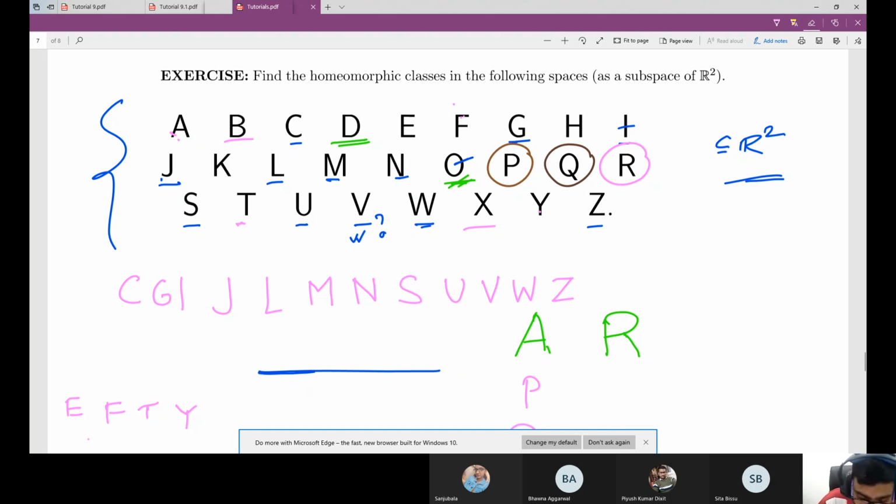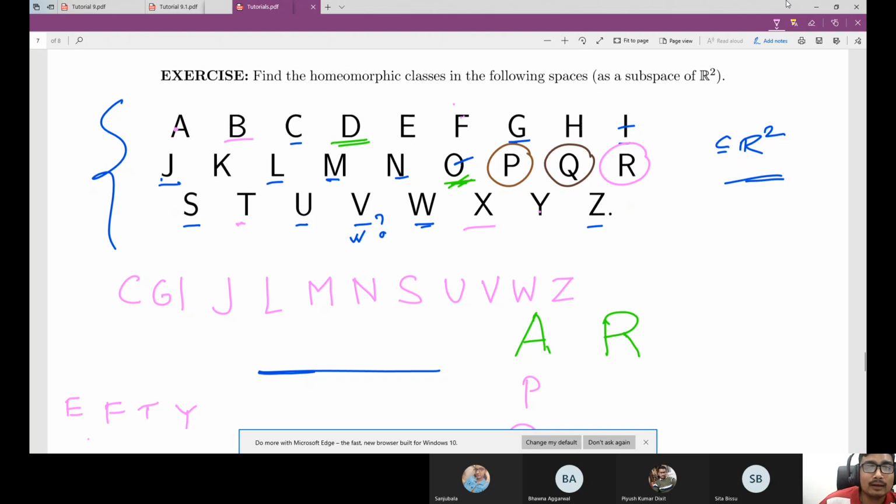In fact, if you consider a point from here, how many connected components will it produce? It will produce two connected components. Sir, where are you writing? I'm not writing, I'm just saying. Okay, it's for understanding actually.